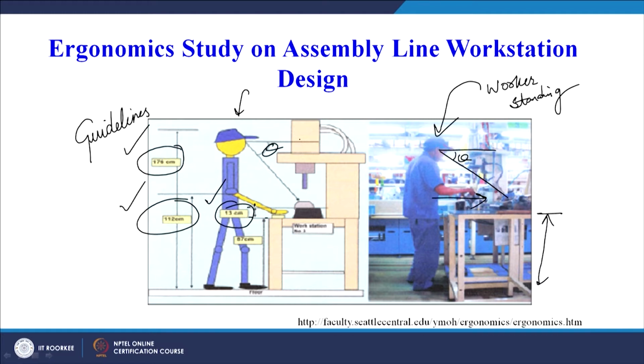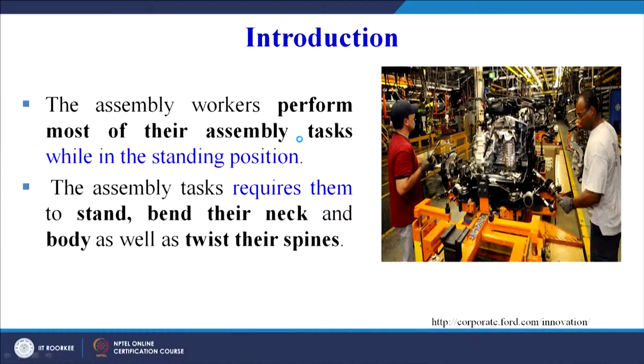So all these parameters we will try to see in today's session. This is another complicated assembly operation. Two workers are performing, worker number 1 and here we can see worker number 2. So on the machine which is getting assembled, two workers are simultaneously performing the task, and you can see the table or the height at which the work is being done in his case also.